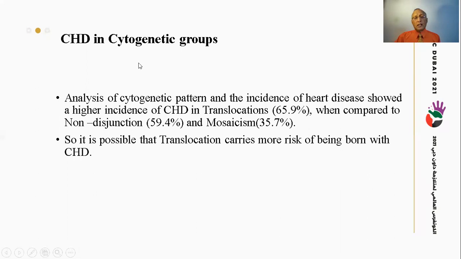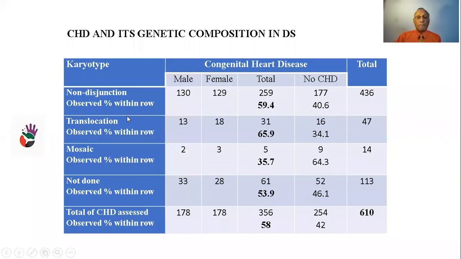Now coming to the analysis of the cytogenic groups and the CHD, we analyzed the cytogenic pattern and the incidence of heart disease, and it was found that the higher incidence of congenital heart disease was seen in translocations, that is 65.9%, when compared to non-disjunction, which is only 59.4%, and mosaicism, which has a lower incidence of 35.7%. So it's possible that translocation carries more risk of being born with congenital heart disease. This again is a table of the same one: non-disjunction, we had this number, 59.4%, whereas translocation was 65.9%, with a lower value in mosaicism.